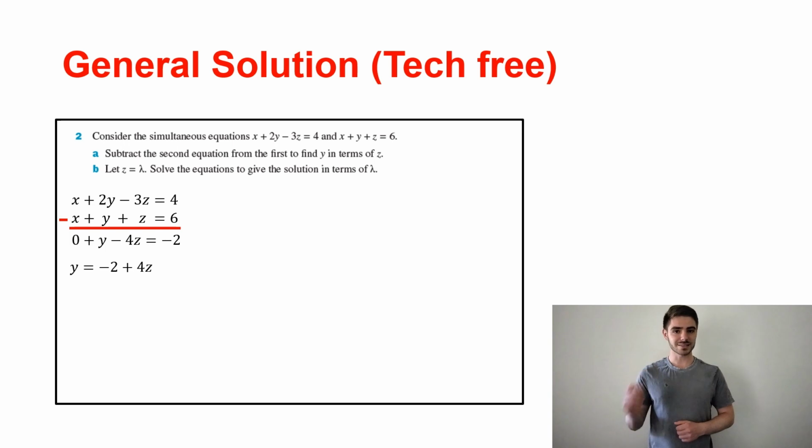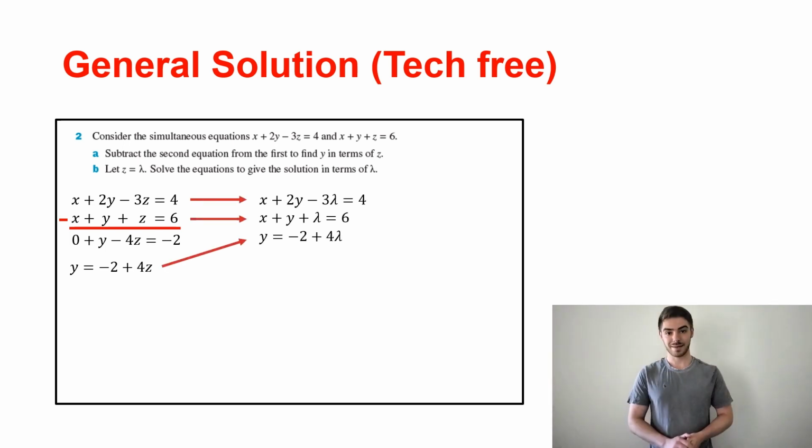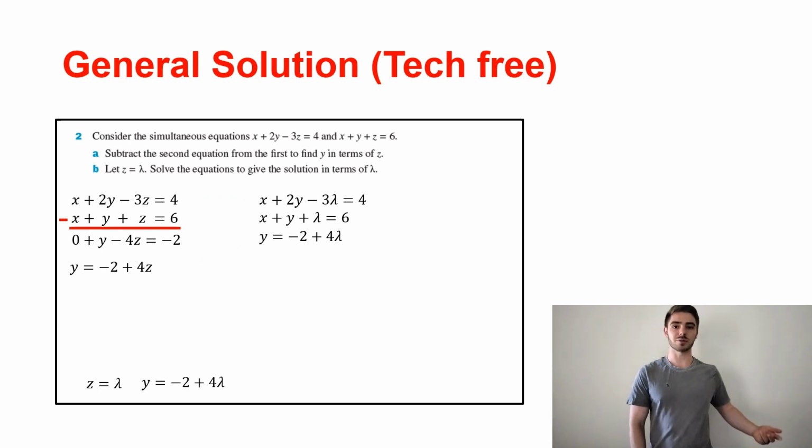Next, we're told to let z equal lambda, and then solve the set of simultaneous equations all in terms of lambda. So, the first thing we're going to do is go through our equations, and everywhere that we see z, we're going to replace with lambda. And by doing that, we've already solved the first two variables of the simultaneous equations. We know that z equals lambda, and we also know that y equals -2 plus 4 lambda.